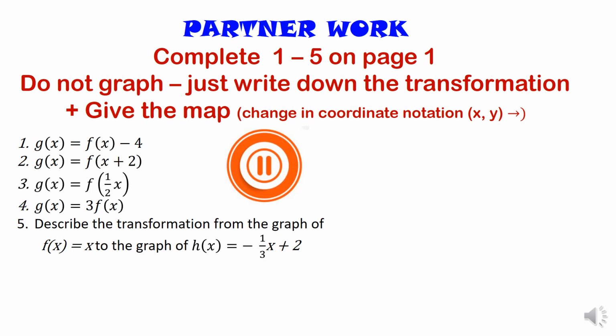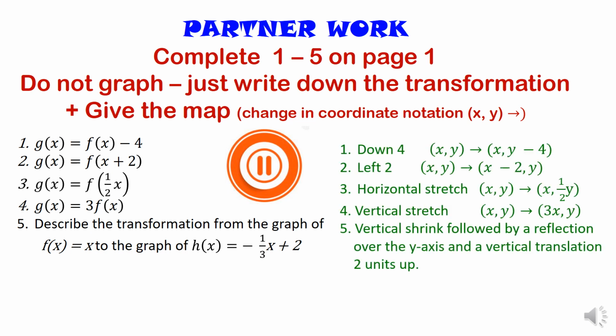Okay, the next thing you want to do is open your journal to page 1, and you're going to do these 5 problems. You're not going to be graphing them, you're just writing down what was the translation, and then you're going to give the map. Now that I've given you the instructions, push pause. When you're done with the problems, then hit go again. Okay, so there's your answers. If you have any questions, we can talk about them tomorrow in class or on the next time we meet.